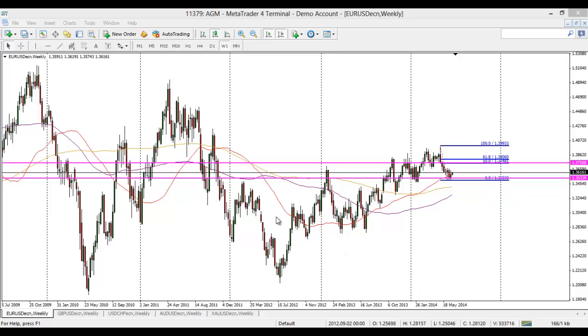And for any new followers out there, we have 3 moving averages on each of these charts. The red one is a 50 simple moving average, purple 100 and gold 200.